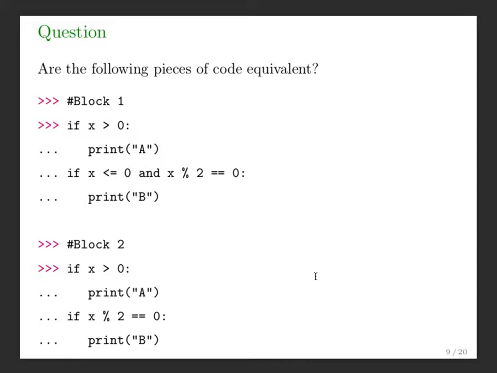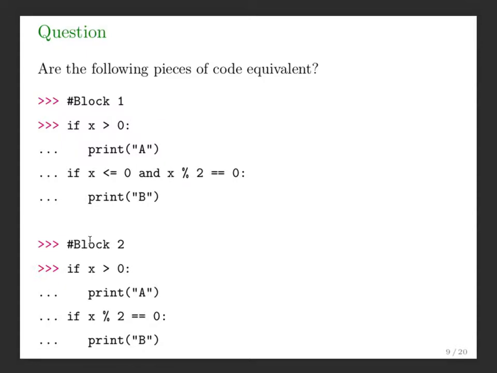Why don't we trace what happens when I set x is equal to 2? So let's look at block number 1. If I set x is equal to 2, if 2 is greater than 0, print A. So this prints A. And if 2 is less than or equal to 0, and 2 mod 2 is 0, then print B. So this one fails, because 2 is not less than or equal to 0. So block 1 prints A.